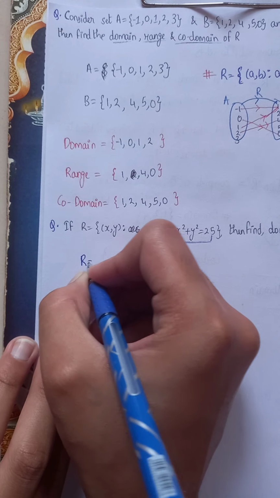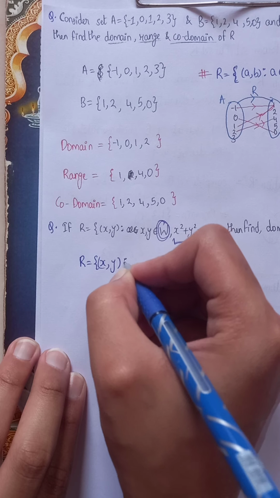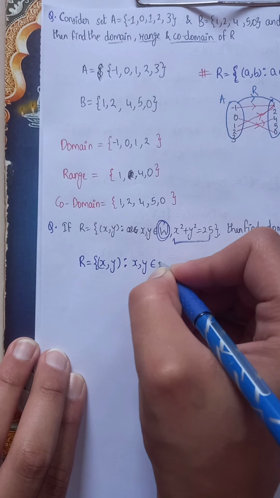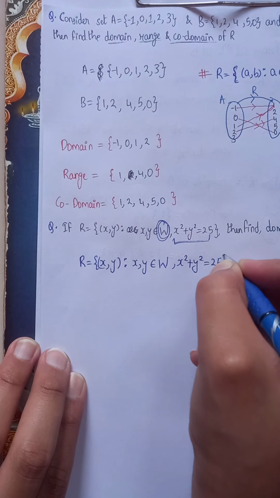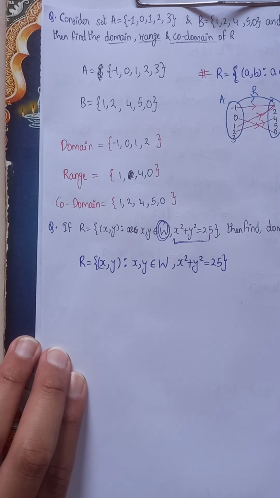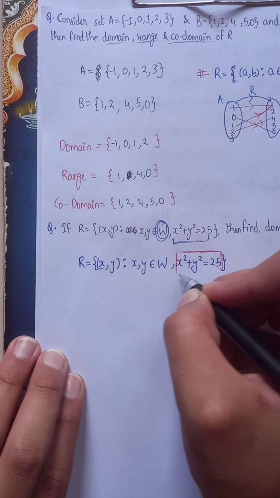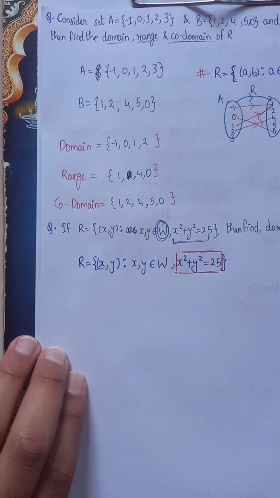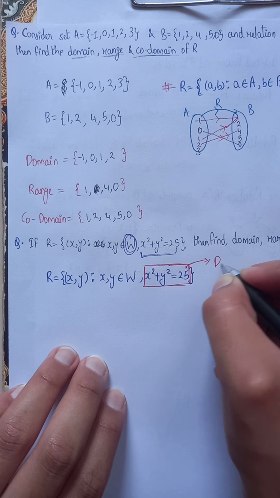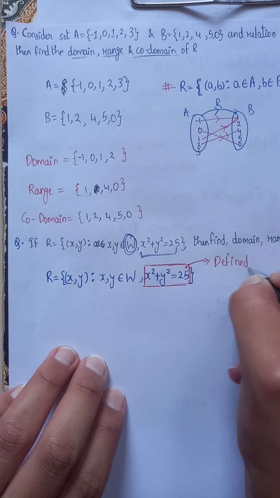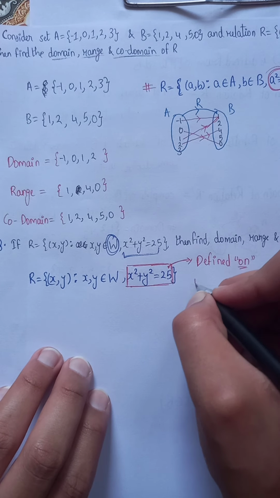Now let's write it. What is given? R is equal to (x, y) such that x, y belongs to the whole numbers, and x square plus y square is equal to 25. Here you can see this is the rule to relate the elements: x square plus y square is equal to 25. So this is actually defined on the whole number set.